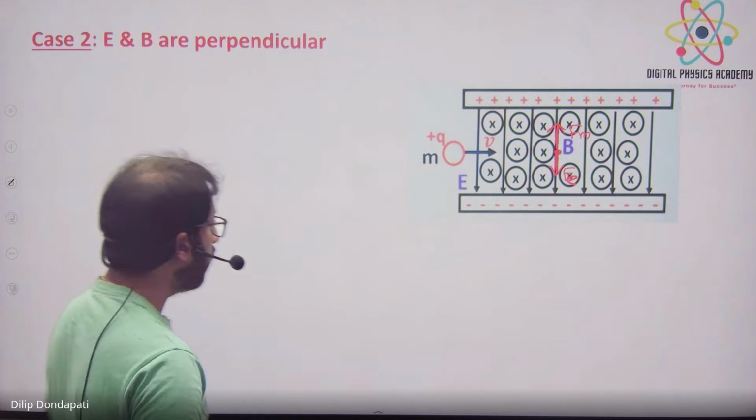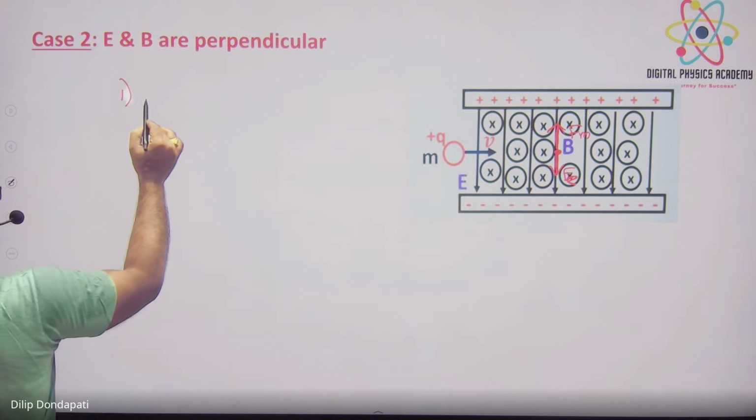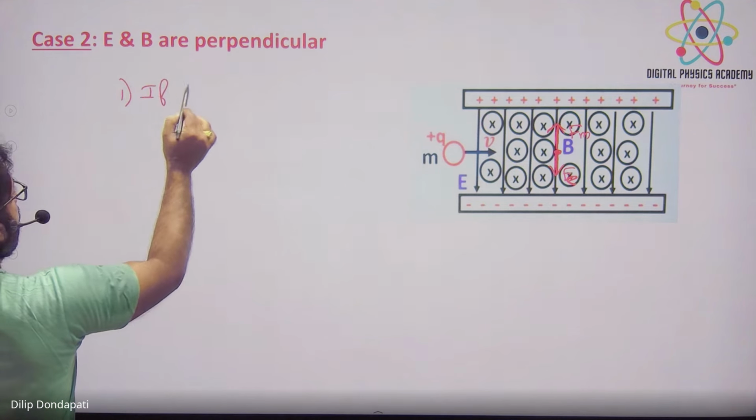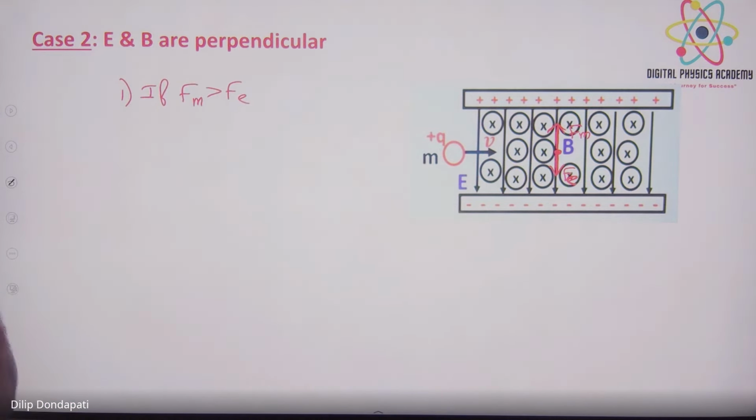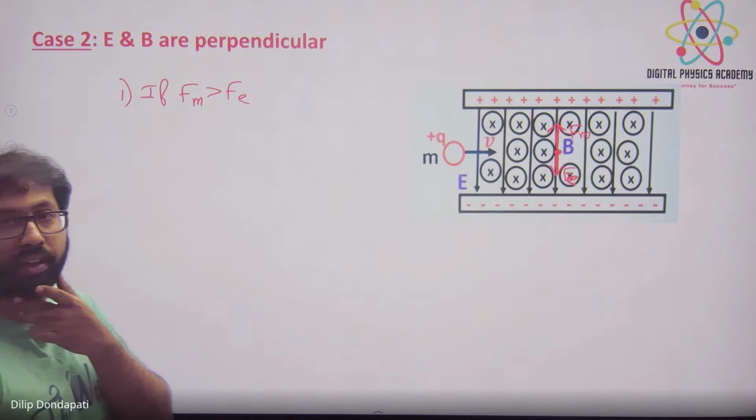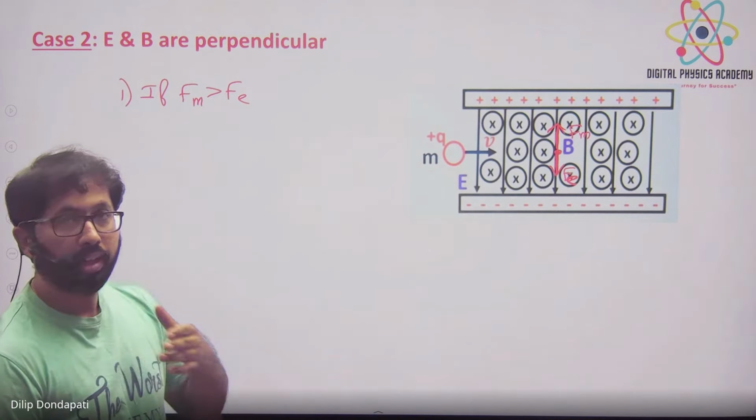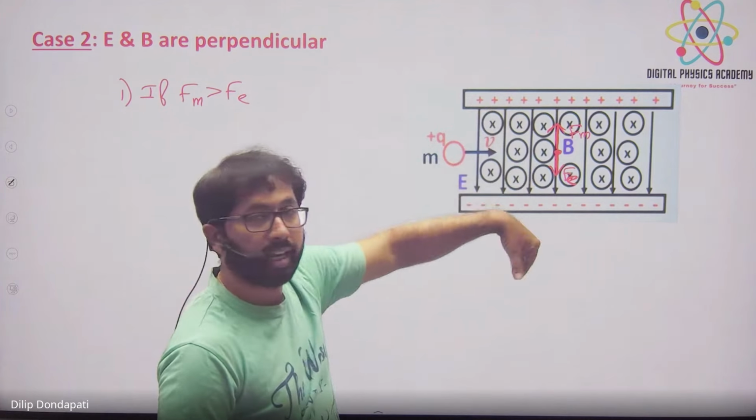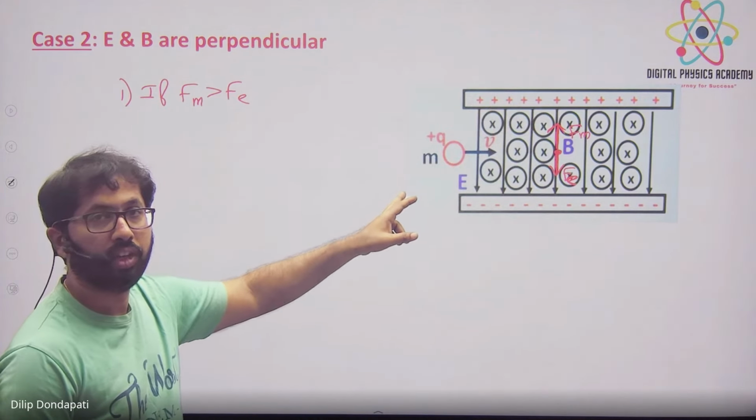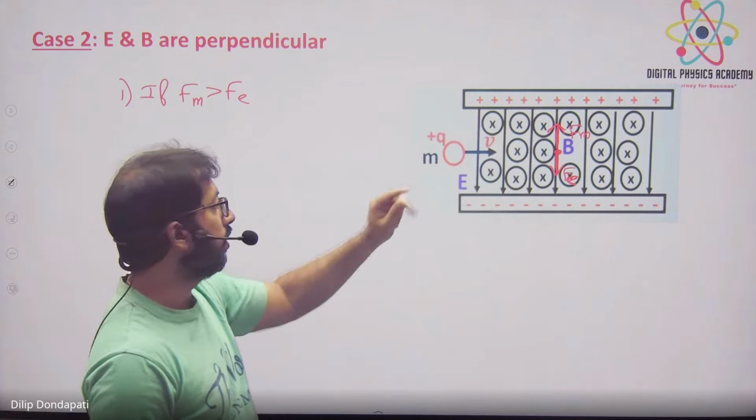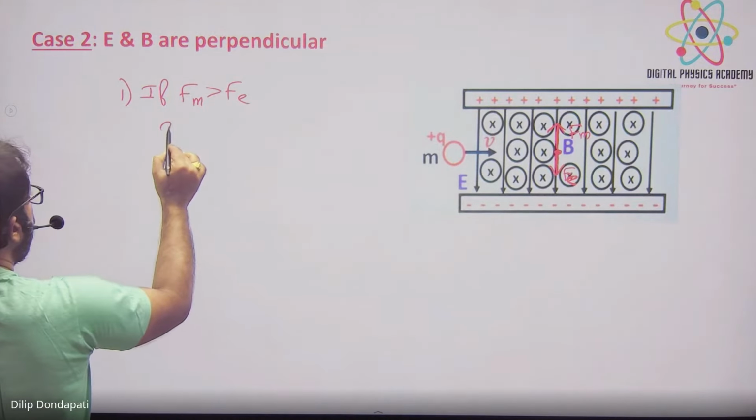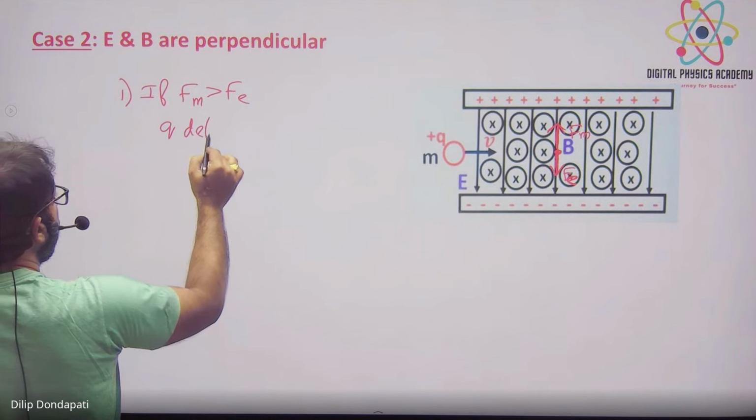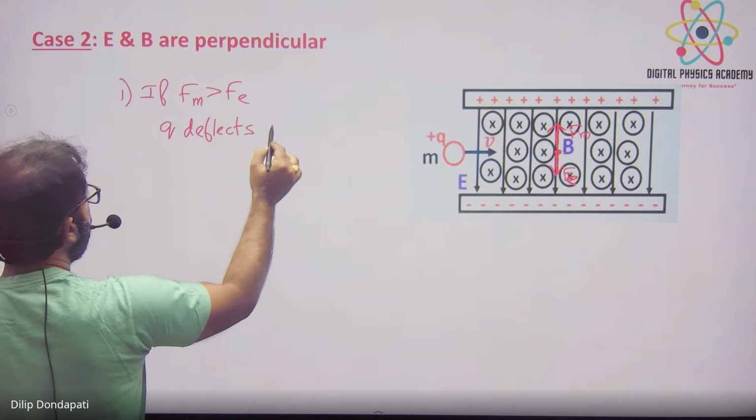Okay. Now the first case: if the magnetic force is greater than the electric force, then what will happen? The charge will deflect upwards or downwards? If the magnetic force is greater than the electric force, the charge will deflect upwards. So the charge will deflect like this. So Q deflects upwards.